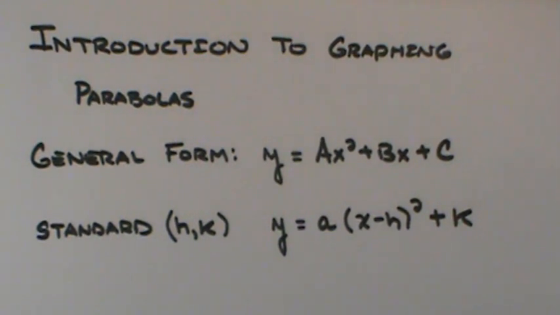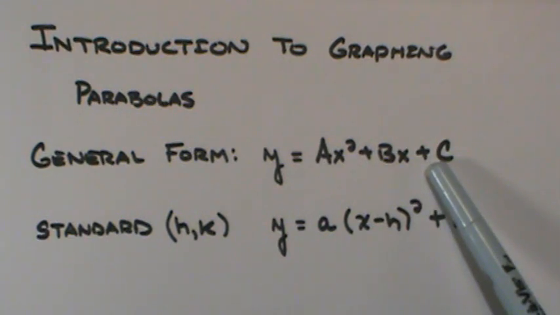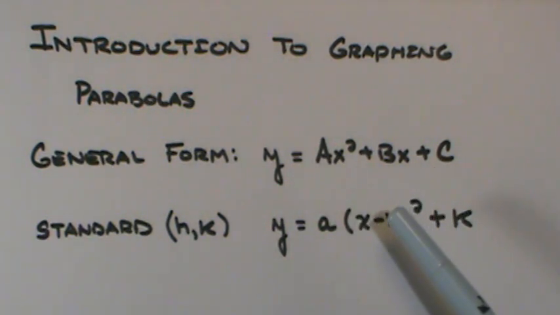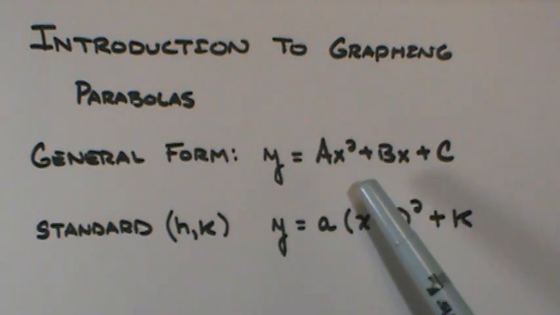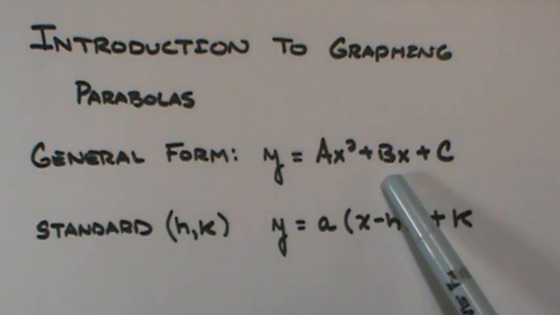Introduction to graphing parabolas. The general form for a parabola would be y equals ax squared plus bx plus c. In that form, the equation wouldn't tell us much other than the zeros or the roots of the parabola. In other words, where it crosses the x-axis.